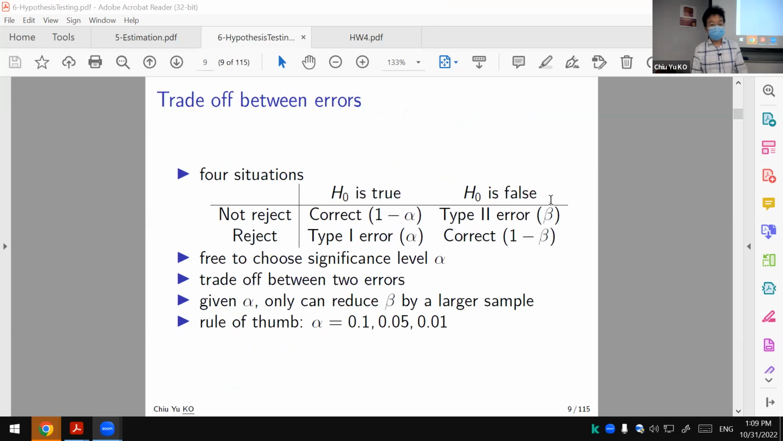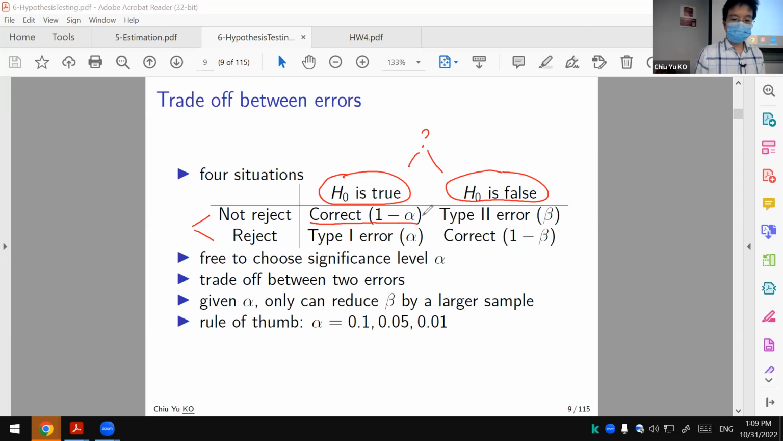So here is the usual graph you will see. There are 4 situations when you make a decision based on data. There are 2 kinds of scenario: the null is true, or the null is false. We never know which one, and you have to make the decision. If you choose the alpha, that is correct with 1 minus alpha, and you reject with alpha. You choose the alpha, remember. And if wrong, this is the beta. 1 minus beta is you get it right, beta is you get it wrong.